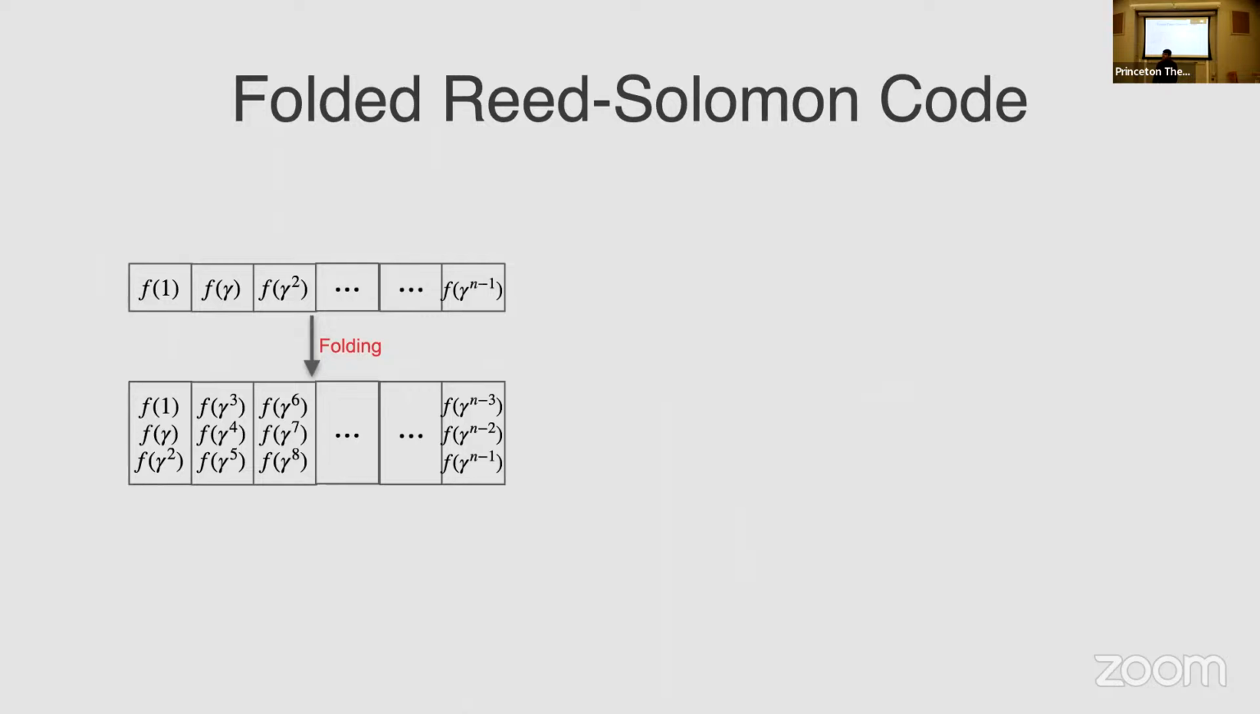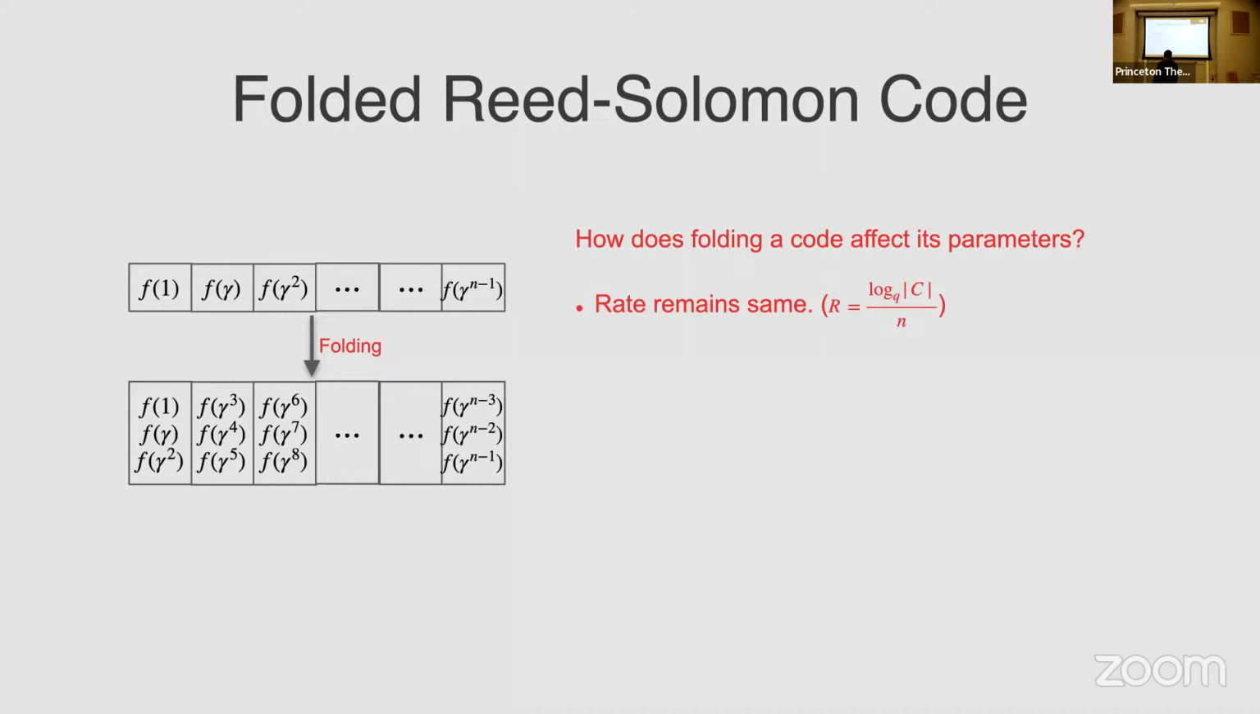How does folding a code affect its parameters? Let's say rate, distance, list decoding radius, all of these. First, it's not very hard to see that the rate is unchanged in folding, because rate was defined to be the number of code words, log base the alphabet size, divided by n. So when folding, the alphabet size increases and the block length decreases. These factors will cancel each other. The rate is exactly the same. We are really transmitting the same amount of information, just interpreting it differently.